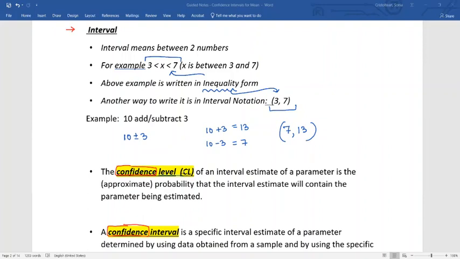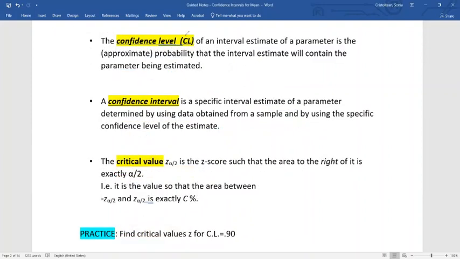Let's talk about that. The confidence level, for short CL, of an interval estimate of a parameter is the approximate probability that the interval estimate will contain the parameter being used. So the confidence level is actually a probability that the interval that we will construct actually contains the parameter being used. And that's an interesting thought.